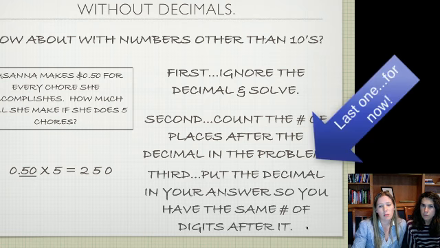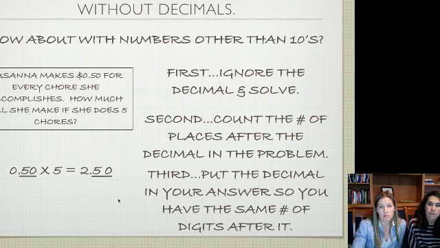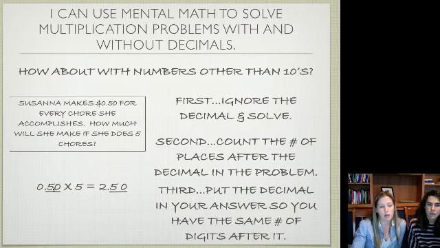Step 3, put the decimal in your answer so you have the same number of digits after it. So I just said I had 2 places after the decimal. So my answer has to have 2 places. I'm just underlining it so you can see what those 2 places are. And then you put the decimal in. That's it. Easy peasy. Okay, so you ignore, multiply, count how many come after it, and put it in your answer.